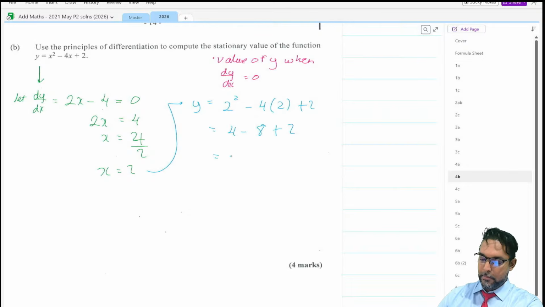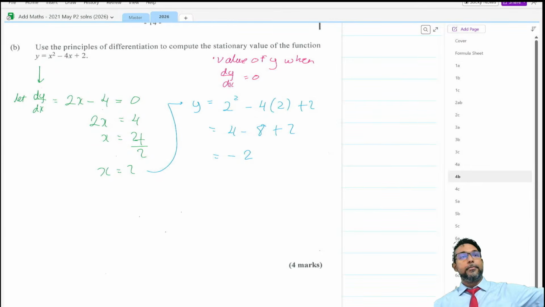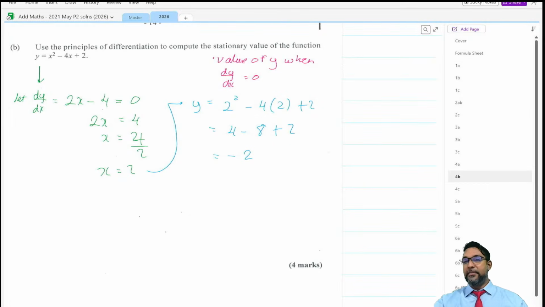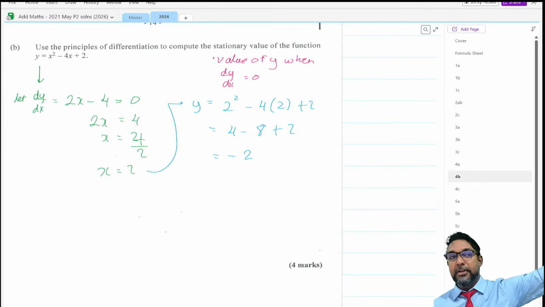Wait, this is actually a nice stationary point. And this is for 4 marks. No, remember, they're asking for the stationary value. So yes, you are technically finding the coordinates of the stationary point, you're just not stating the coordinates. The stationary value is the value of the function at the stationary point. So all they want is the y value of the stationary point.